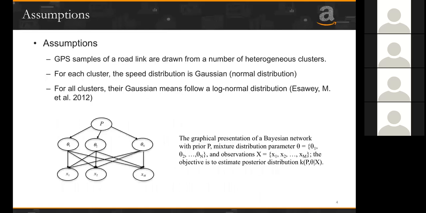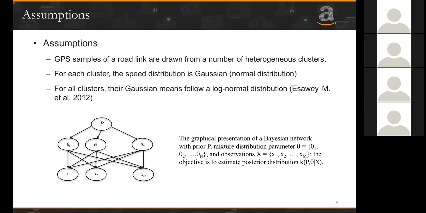So the assumption here is GPS samples of a road link are drawn from a number of heterogeneous clusters. This is actually from our experimental study. Usually we get data sources from different authorities, and each data source is biased by different driving behaviors and vehicle types, such as some of them from taxi drivers and some of them from truck drivers. So for each cluster, the speed distribution is Gaussian, a normal distribution. For all clusters, their Gaussian means follow a log normal distribution. This is also from the literature I listed afterwards.